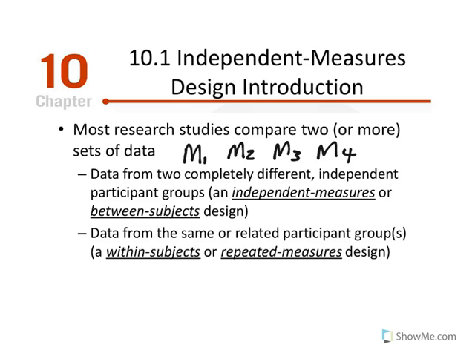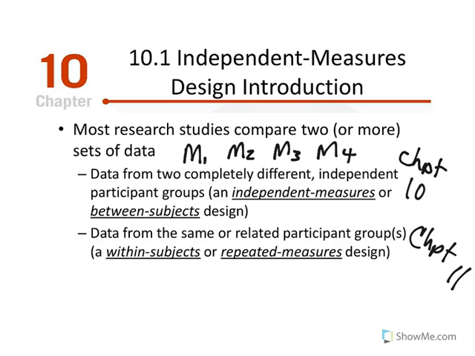Data from the same or related participant groups within subject design or repeat measures design is referred to the process of a t-test for repeat measures, and this is chapter 11. Okay, so this is pertinent to chapter 10. So here we're just introducing the two different ways in which we can compare sample to sample. In chapter 10, those samples are made up of different individuals. In chapter 11, we're comparing sample to sample, but they're made up of the same individuals.